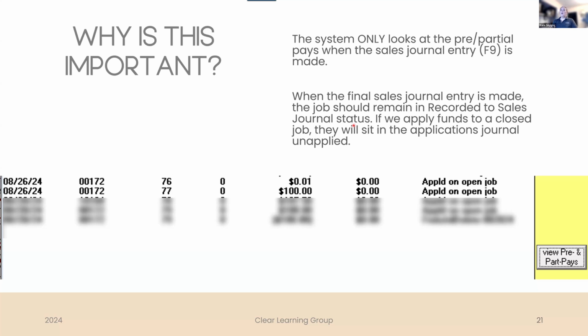But once it's closed, we want to make sure that we're only applying money to accounts receivable records, because once that job is closed, it's no longer in a position where it will account for this particular function where it checks to see if there are any unapplied funds and then applies them to the job.